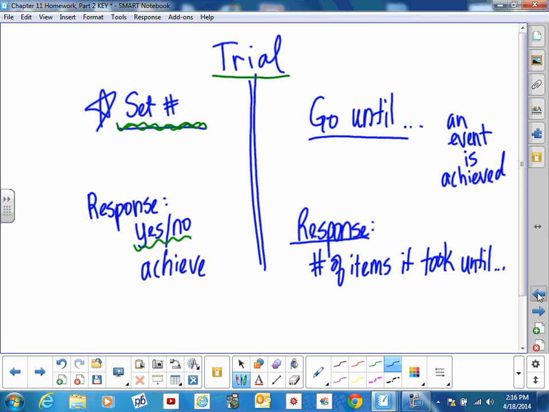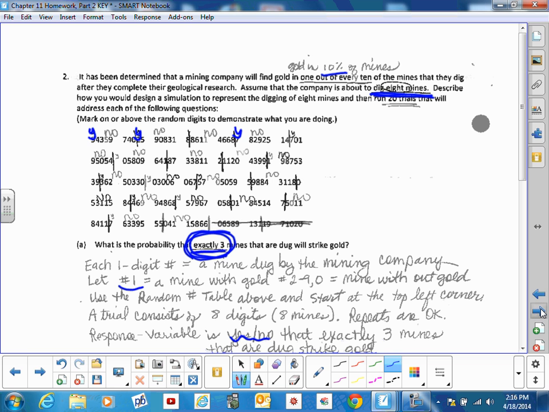Yes, question? The set number on that problem was out of 8 mines that you did. I had 8 because my mines were represented by 1 digit each, so I had 8 numbers. And I ran 20 trials. So 10% chance of success, I let a mine be represented by 1 digit, and so then I ran 20 trials of 8 because it asked me to run 20 trials of 8.